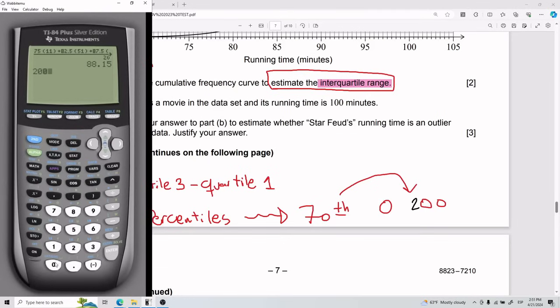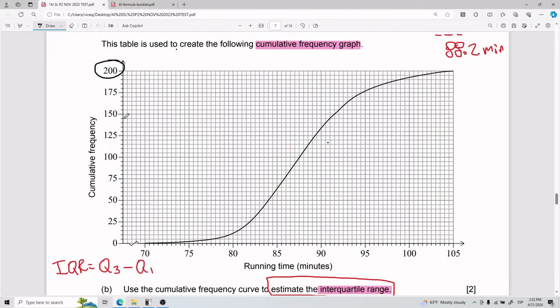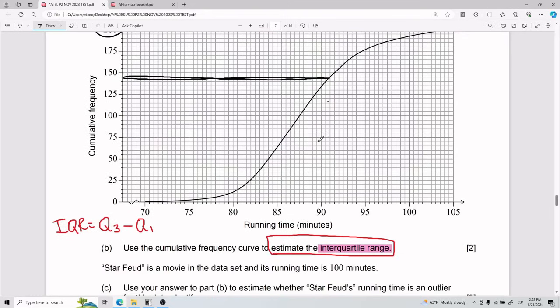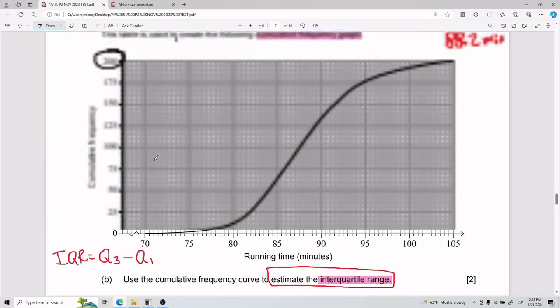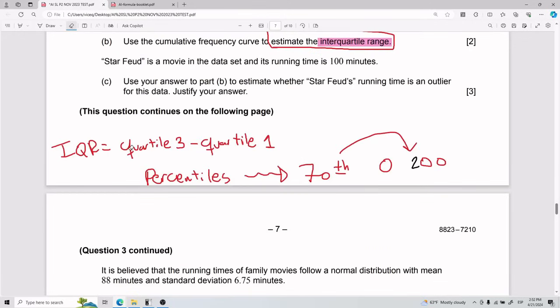How do you find it? You do 200 times 0.7. And so your 70th percentile is movie number 140. So if I actually go to movie 140, which would be, I don't know, around here, right? This would be my movie that is in my 70th percentile, okay? So that is how you find percentiles. Be very aware that your total is going to help you find where your percentiles, where your quartiles are, okay?